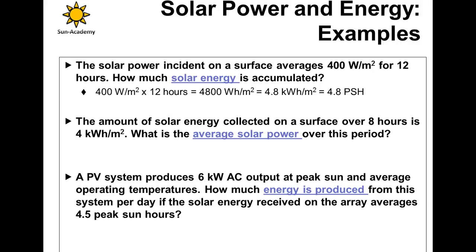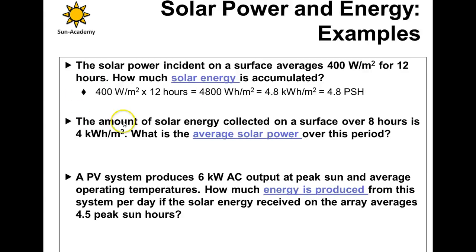The solar power incident on a surface averages 400 watts for 12 hours. How much solar energy is accumulated? 400 watts per meter squared times 12 hours equals 4,800 watt hours per meter squared, equals 4.8 kilowatt hours per meter squared, equals 4.8 peak sun hours. Solar power defines the instantaneous output of a PV system.